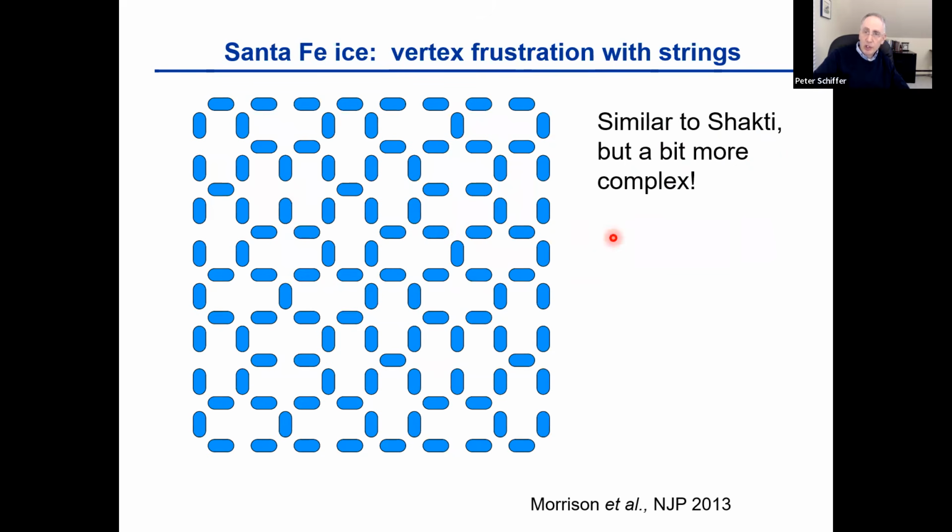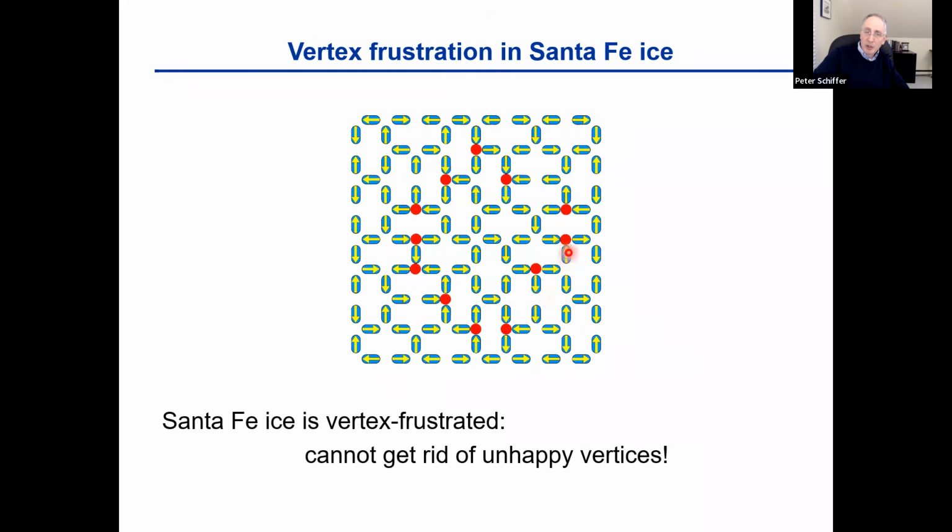Another system is Santa Fe ice, and this is similar to Shakti, a little bit more complex. I won't make you stare at it too long. It's a little bit messier, but the vertex frustration is the same. You end up with unhappy vertices on different islands, in different places throughout the lattice, and you can't get rid of them. You're always going to have some fraction of unhappy vertices because of this combination of 2-island, 3-island, and 4-island vertices.